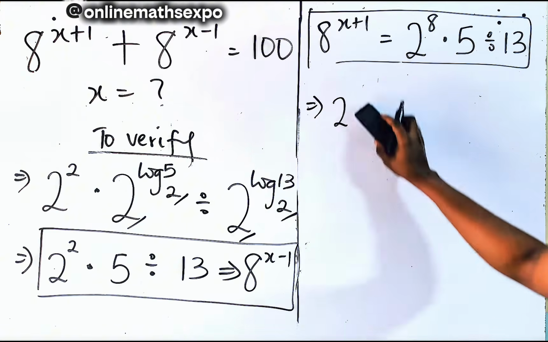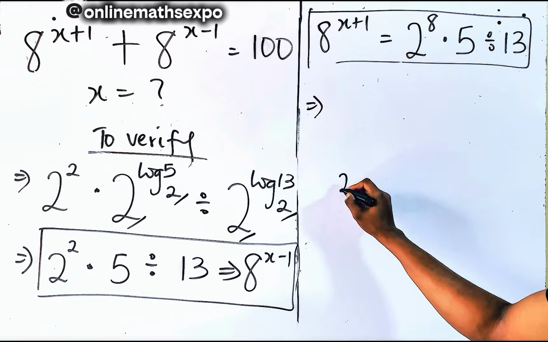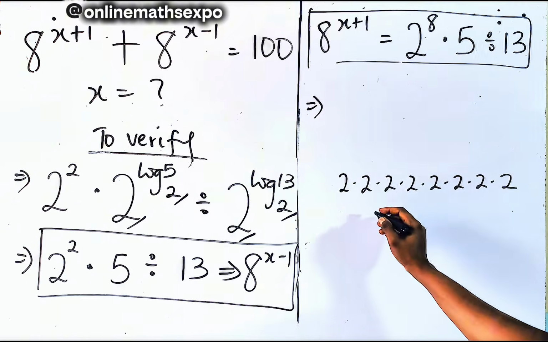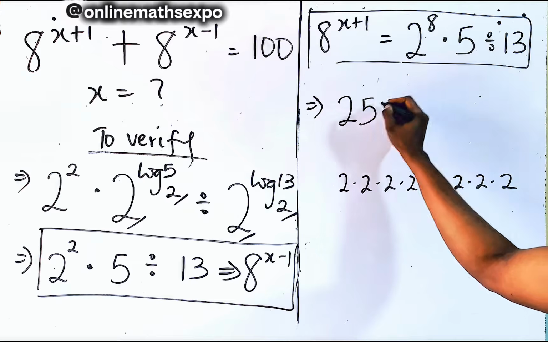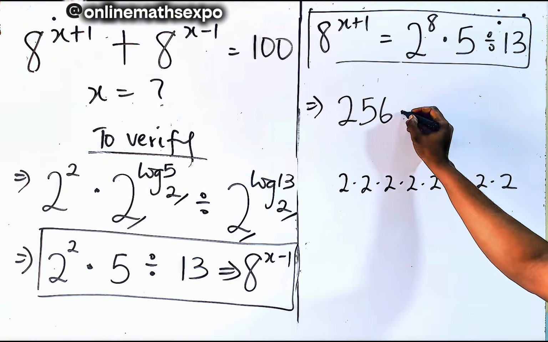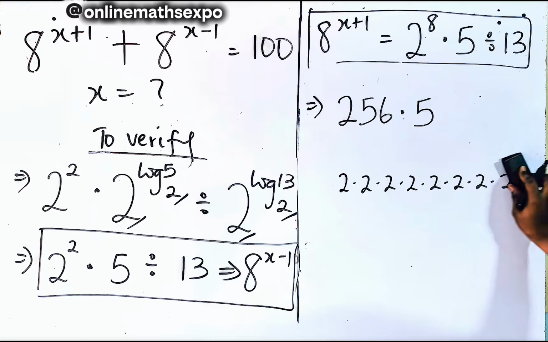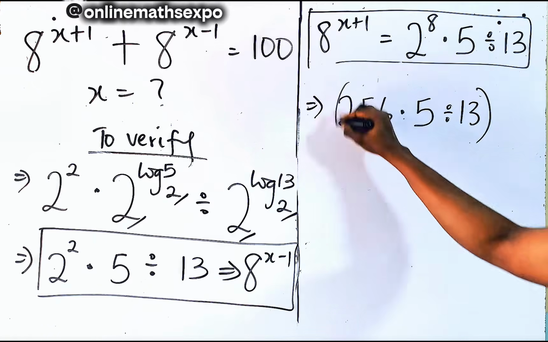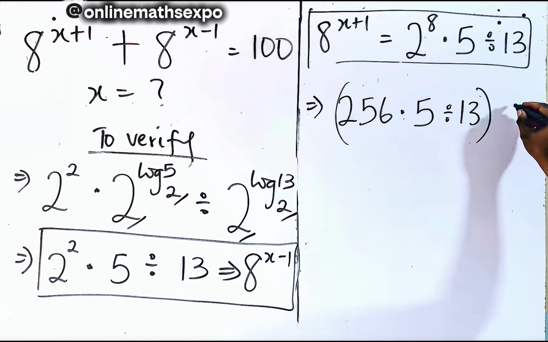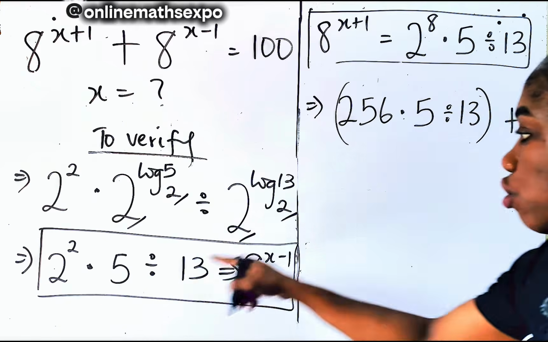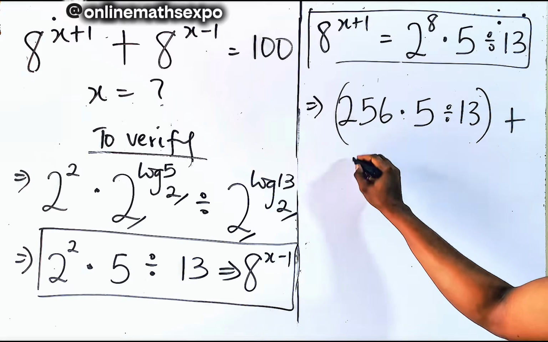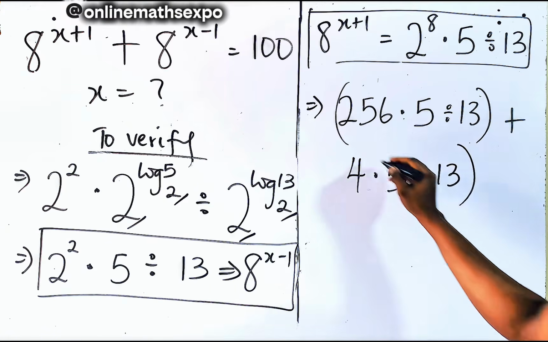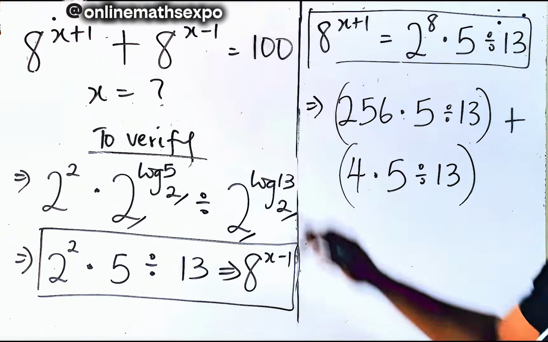So we can simplify 2 to the 8th power. 2 to the 8th power is 2 multiplied 8 times. And when you do that, it's giving you 256 for this. Then multiplied by 5. And that is also divided by 13. That is for this. Then plus this, we have 2 to the second power is 4. So we have 4 multiplied by 5 is divided by 13. Let's see if this will give us 100.